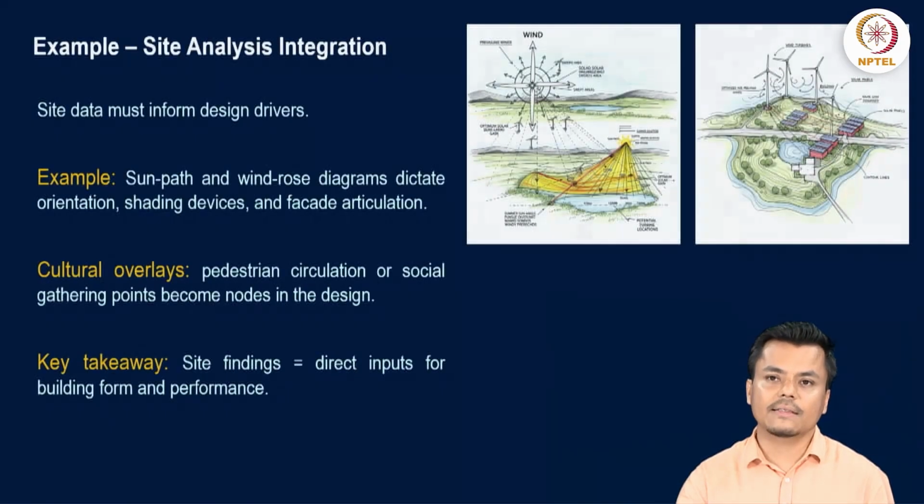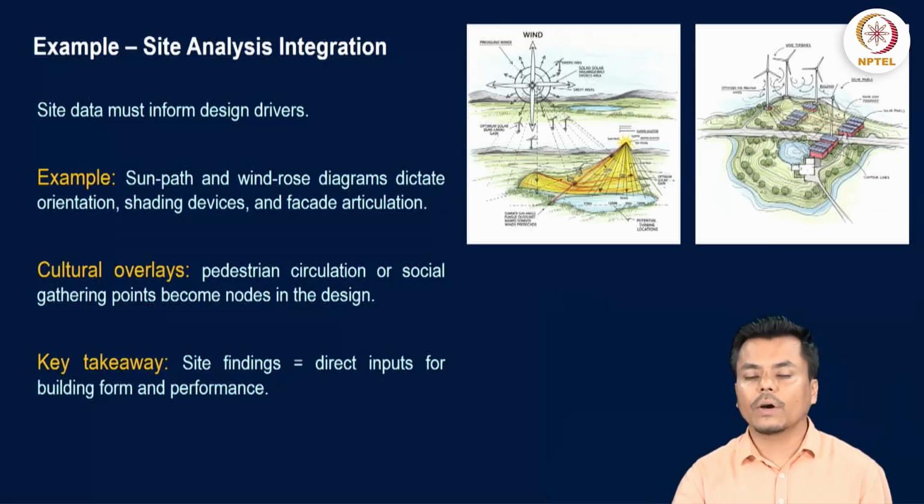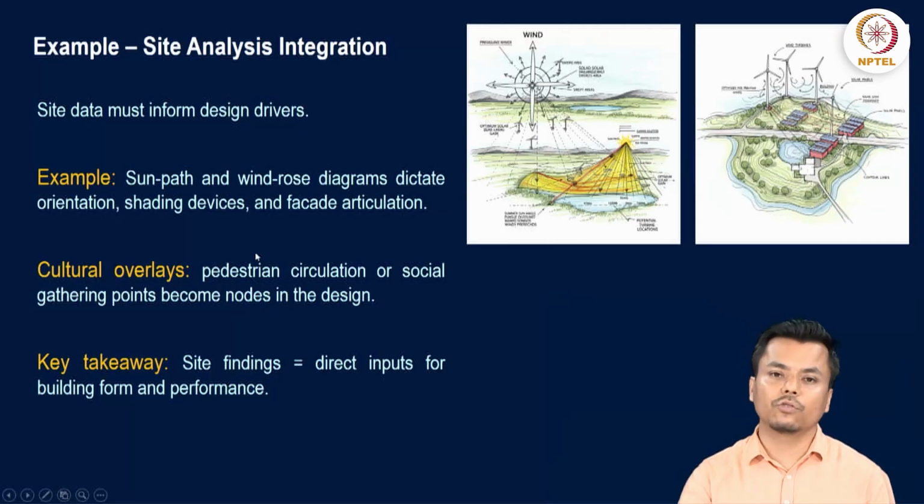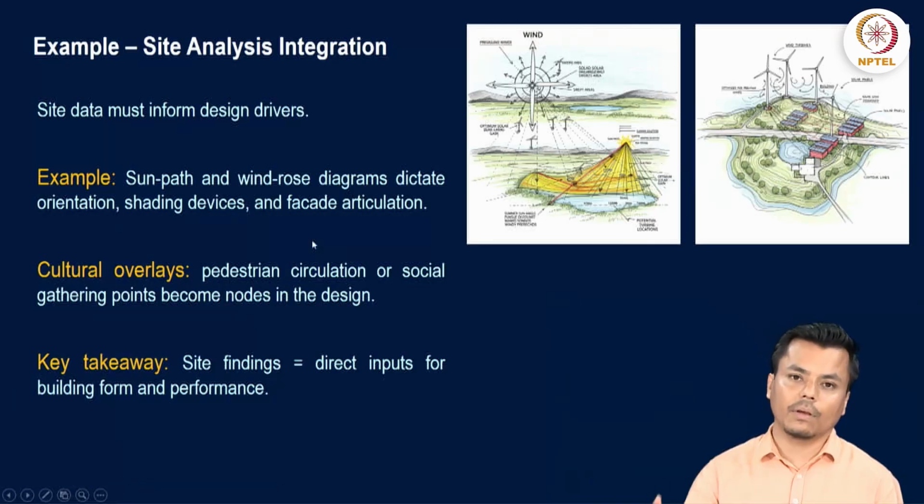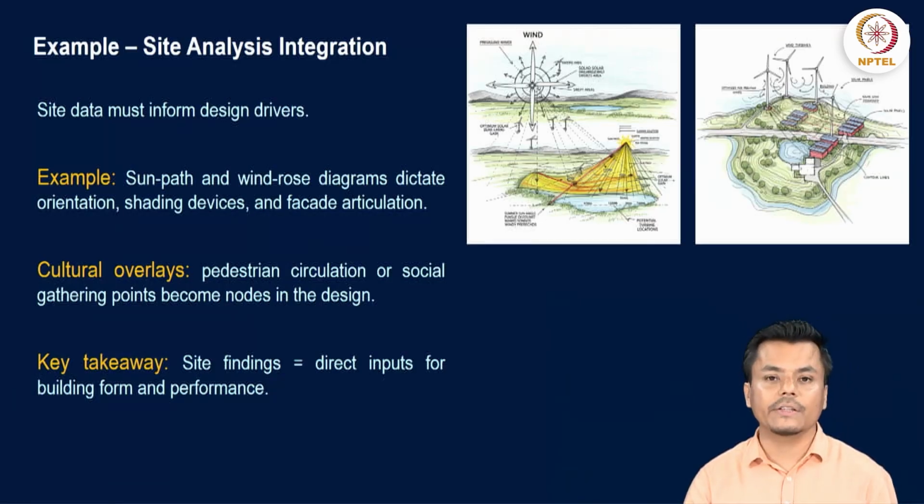Then the next is how we integrate the site analysis. So site data must inform the design drivers. So whatever design decision that you take for the site, partly it will be based on the case study inferences, partly from the literature review, and also it will be based on the site analysis. So based on the existing sun path or the windows diagram, the analysis actually helps you design the orientation of the building, the shading devices, and the facade articulation.